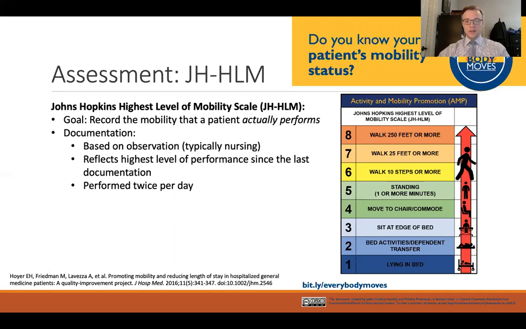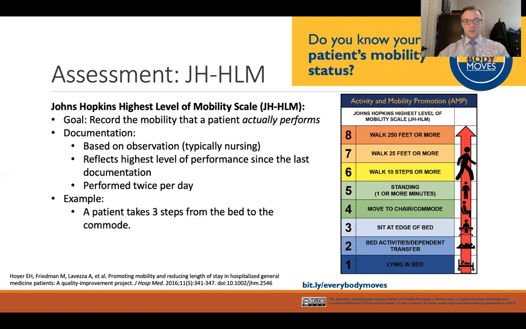You can see here that it goes from 1 to 8, with 1, the patient lying in bed; 2, patient only experiencing bed activities or dependent transfer; 3 is sitting at the edge of the bed; 4 is moving to the chair or the commode; 5 is standing for at least 1 minute; and then 6 through 8 are different distances of walking performed.